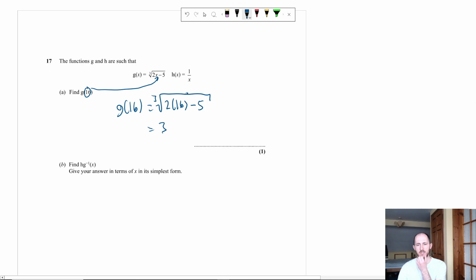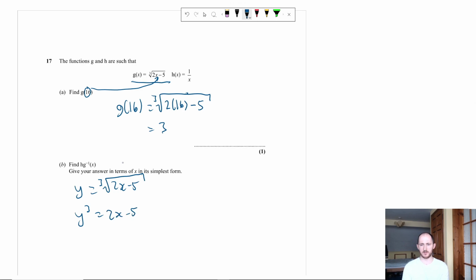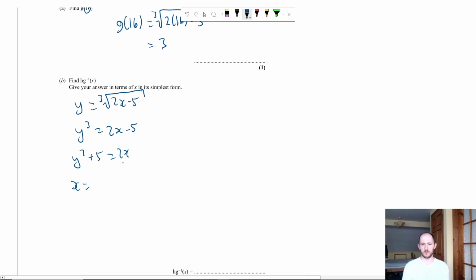Then it says find h g inverse of x. So what that means is we're finding the inverse function of g and we're subbing it into h. So first thing we need to do is g of x looks like this. Instead of g, I'm going to write y, and I'm just going to rearrange for x. So cube both sides. In fact, this looks really familiar to the last question, the other function question. Add 5 to both sides. Boom. Divide both sides by 2. x is equal to y cubed plus 5 over 2. So it means my inverse function for g looks like this.